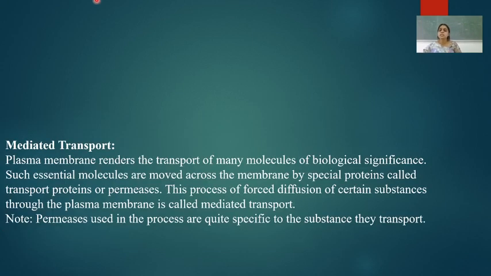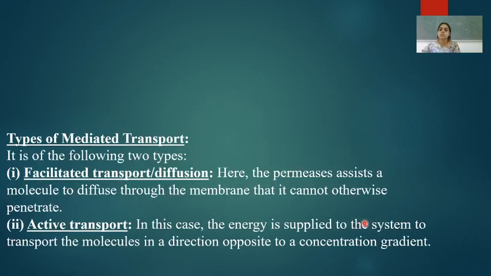Okay. Next, mediated transport. The plasma membrane renders the transport of many molecules of biological significance. Such essential molecules are moved across the plasma membrane by special proteins called transport proteins or permeases. This process of forced diffusion of certain substances through the plasma membrane is called mediated transport. Some special proteins are required through which the molecules move. The permeases used in the process are quite specific to the transport of substances.